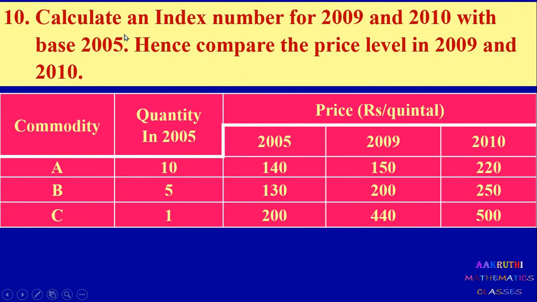So next problem, calculate an index number for 2009 and 2010 with base 2005. Hence compare the price level in 2009 and 2010. Now here we take 2005 as base year and base year price is given. So therefore this is P0 and 2009 price as P1 and 2010 price as P2. So here we take P0, P1 and P2 and quantities in 2005 is base year quantity. So it is Q0. So since base year quantity is only given, we can use only Laspeyres's price index number. To calculate price index number here, we use Laspeyres's price index number.